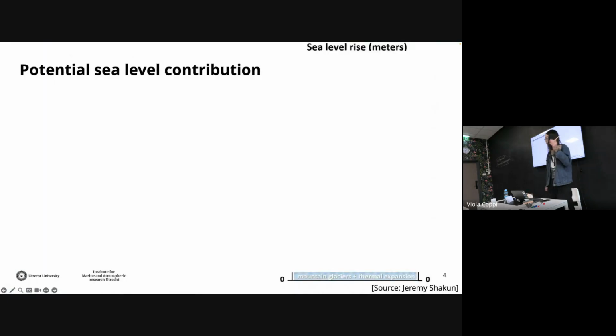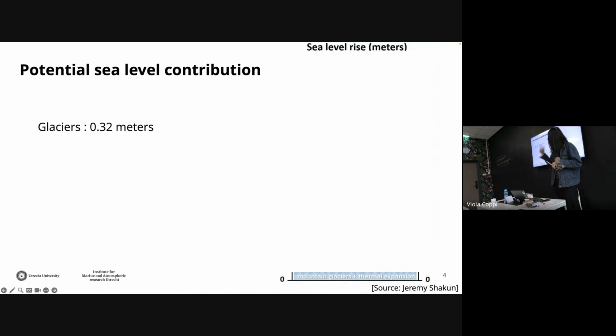I want you to give an approximate guess. What if you melt all the glaciers on the mountains? How much sea level rise would that give? Just give me an approximate answer: 1 meter, 10 meters? A little bit less, only about 0.3 meter for all the glaciers, including the Alps and Himalayas.